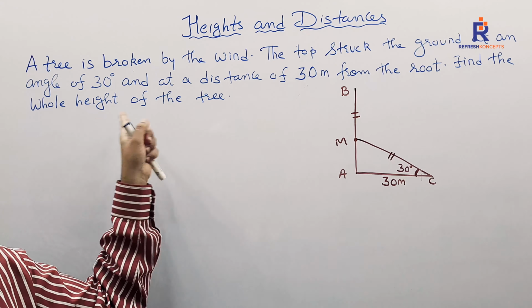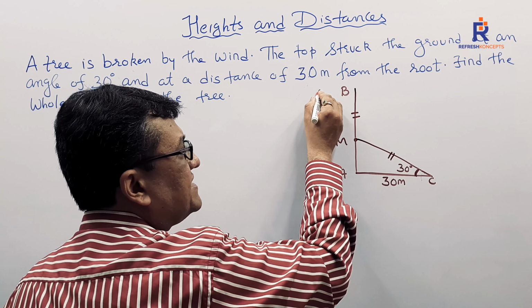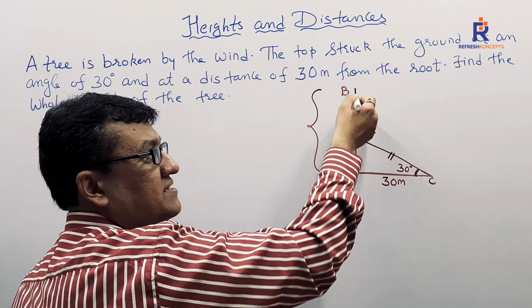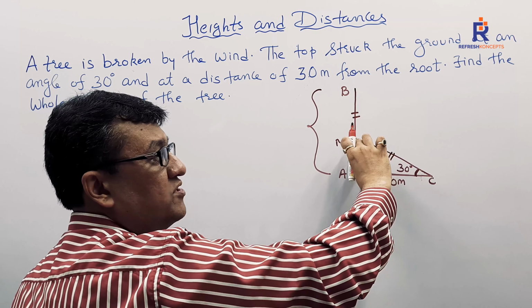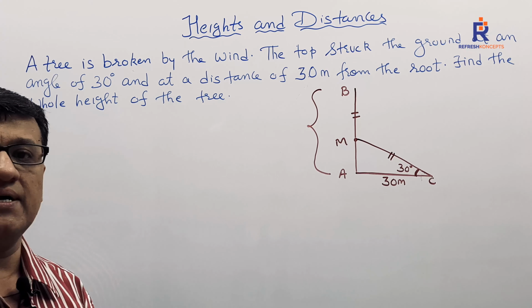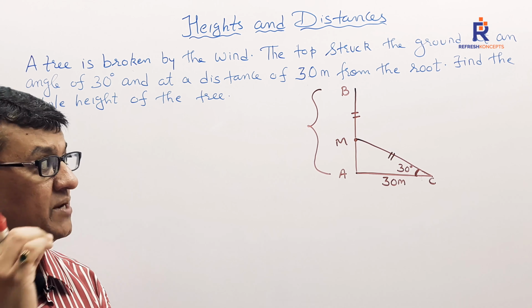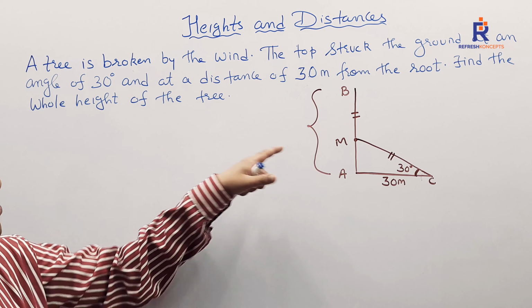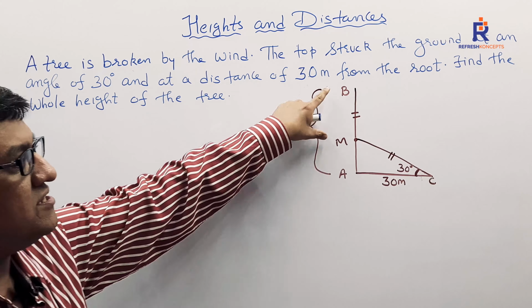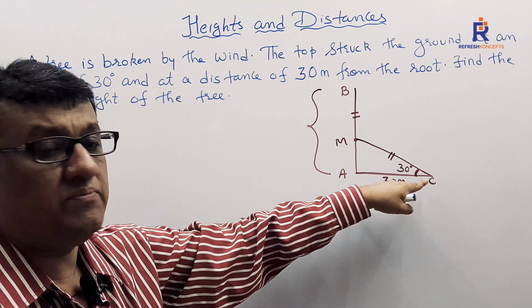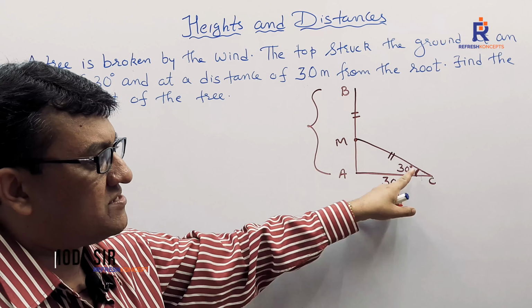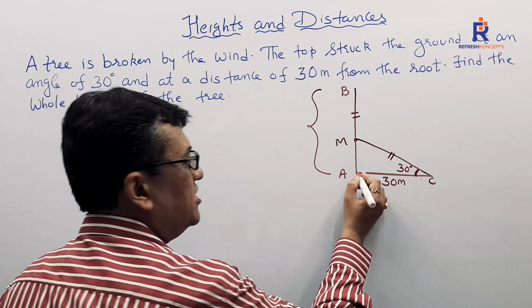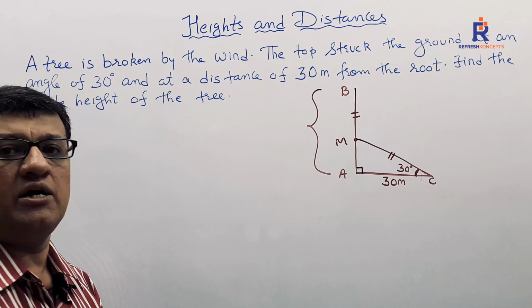What do we need to find out? We need to find out the whole height of the tree. That means we are looking for AM plus MB. We need to find out MB and also AM, and add them together; the total height is AB. Is the picture now clear with the help of the diagram? Indeed it should be. We understood that point M is the point from where the tree is broken. The top strikes the ground, that's the reason MB equals MC. The angle at which it strikes the ground is 30 degrees, and that point is 30 meters from the root. Mind you, all the trees are perpendicular to the surface, so once again, 90 degrees there.